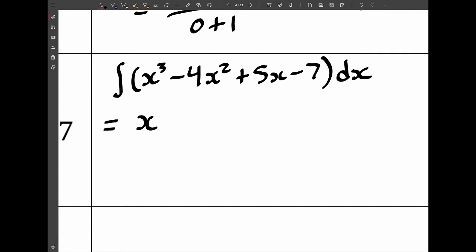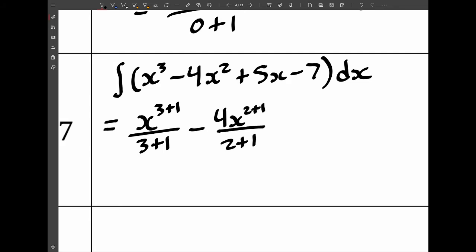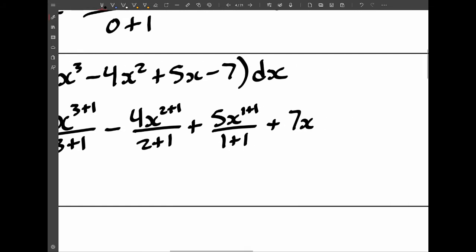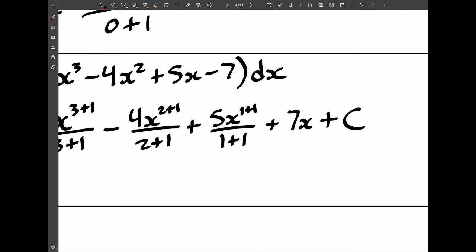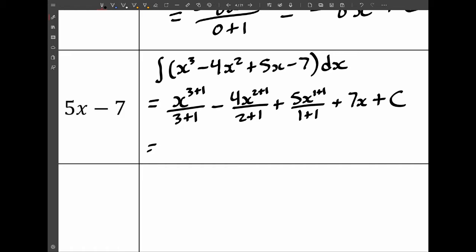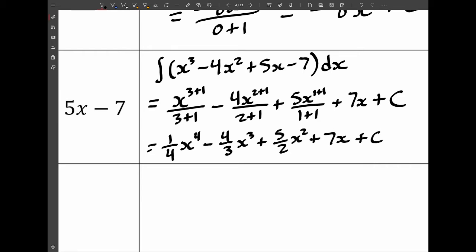This is going to be x to the 3 plus 1 divided by 3 plus 1 minus 4x to the 2 plus 1 divided by 2 plus 1 plus 5x to the power of 1 plus 1 divided by 1 plus 1 plus 7x. I know it's technically 7x to the 0 plus 1 over 0 plus 1. I don't want to do it. You get it. I hope you get it. Plus c. All right. What this gives me is 1/4 x to the 4 minus 4/3 x cubed plus 5/2 x squared plus 7x plus c.